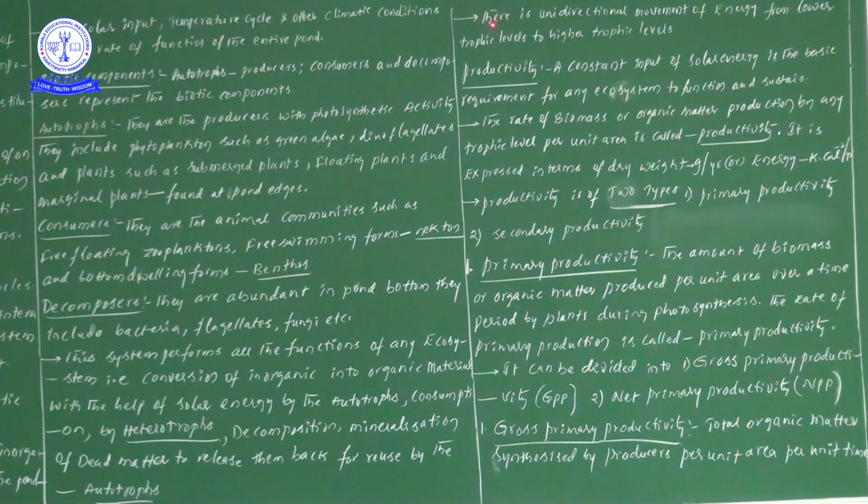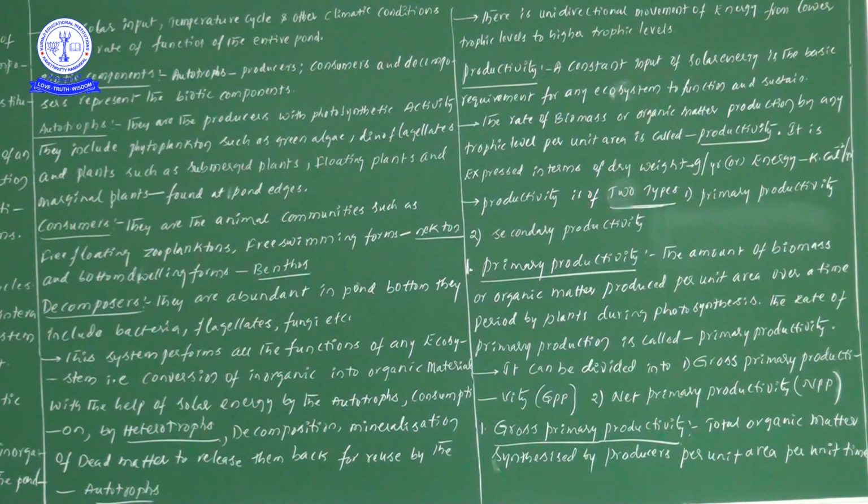Next, one important point I have given here: there is unidirectional movement of energy from lower trophic levels to higher trophic levels. We need to learn this point. Don't forget, it is important from the NEET examination point of view. Energy always moves from the lower trophic levels to higher trophic levels only, in a unidirectional movement.